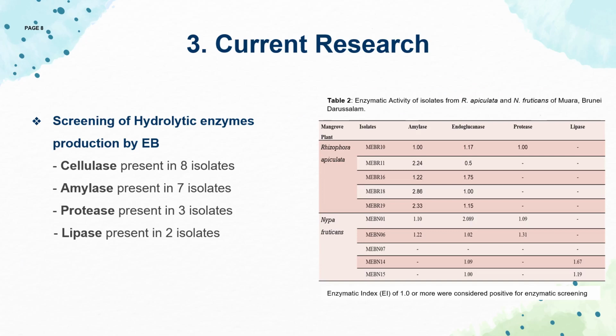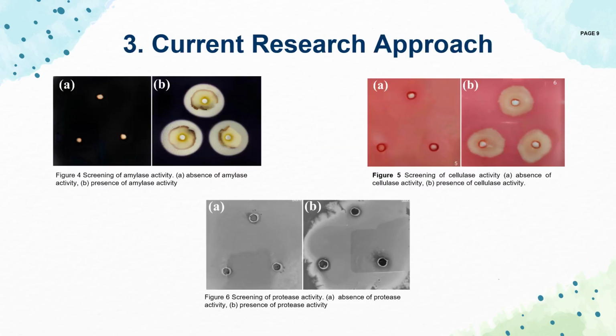Next is the result of our enzymatic screening, where we selected 5 isolates from each plant, Nipah fruticans and Rhizophora apiculata. From table 2 here, we can see that we got 8 isolates that produce cellulase, 7 isolates produce amylase, and 3 isolates produce protease, while 2 isolates produce lipase. As you can see from table 2, we use the enzymatic index, where the halo zone diameter is divided by the isolate's diameter. Any enzymatic index more than 1 would be a positive presence of the enzyme. This number can also show which isolates produce more enzymes compared to each other. Here are the figures where the enzyme has been identified by screening using respective substrate agar.